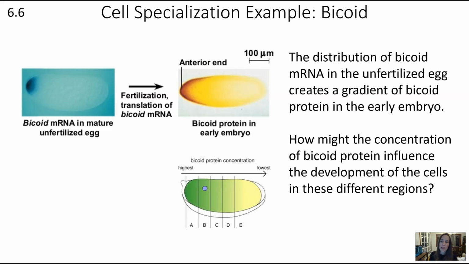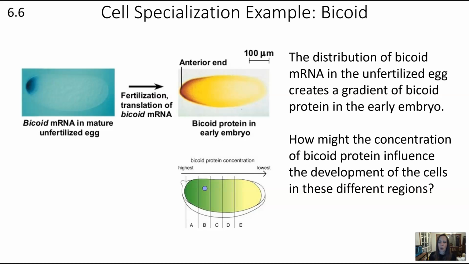Where there's a lot of bicoid mRNA, you're going to get a lot of bicoid protein. So this creates a gradient of the bicoid protein in the early embryo. There's going to be more bicoid protein on the side where there was more mRNA. How might the concentration of bicoid protein influence the development of the cells in these different regions?